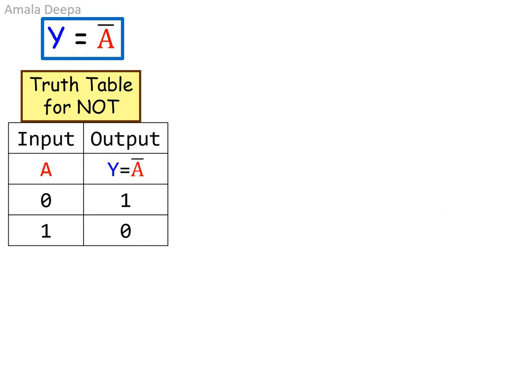The input A is having value 0 or 1. Note that there is only one input because NOT operation is a unary operation. It takes only one variable. The output Y is as follows. When A is 0, A bar is 1. And when A is 1, A bar is 0 because Y is the complement of the input.